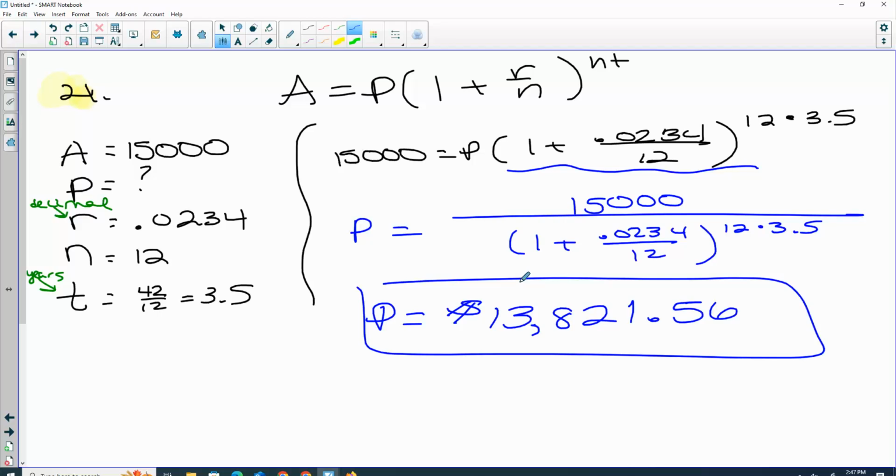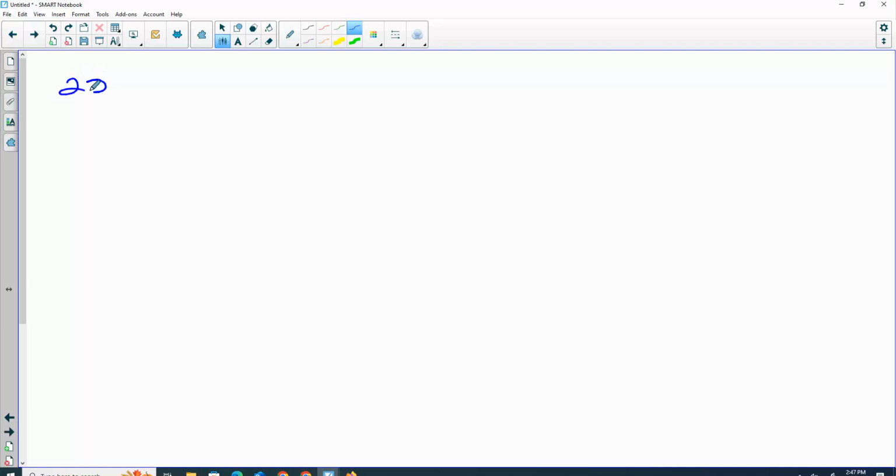So please, if you're doing that, it's helpful to make a list of your variables and see what you have so you know where to plug it in. Okay? 22. Okay, trying to decide if something is 1-to-1.